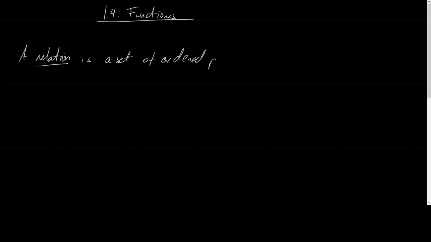This is chapter 1.4, which is on functions. Before we talk about functions, let's talk about something called a relation. A relation is a set of ordered pairs. For example, the set of the ordered pairs (-3, 5), (3, 9), (6, -2), (-3, 16). That would be a relation. It is a set of ordered pairs.